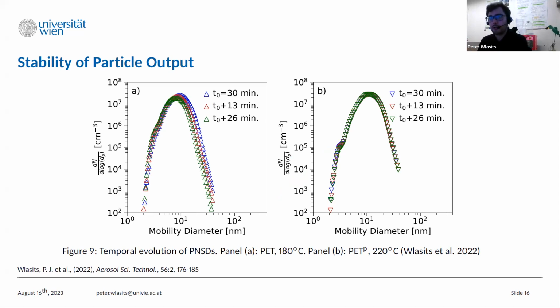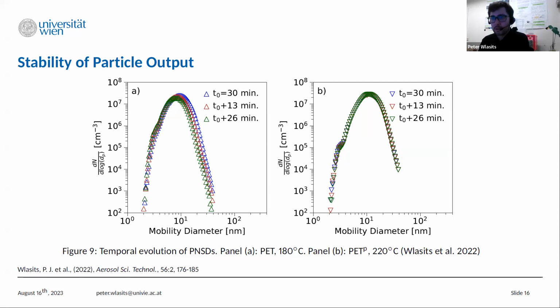And that stability you can see in this figure 9 here. It's again the mobility diameter on the x-axis, and again the concentration on the y-axis. Careful, it's all the time double logarithmic, so the differences sometimes appear a bit smaller than they actually were.